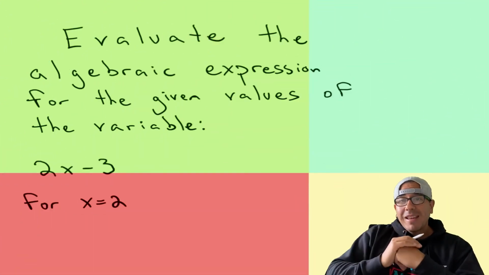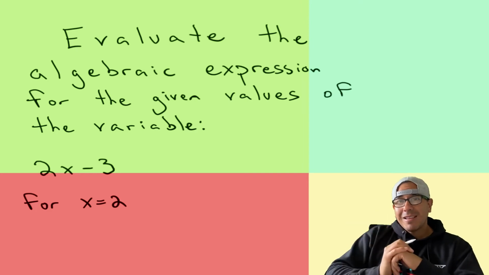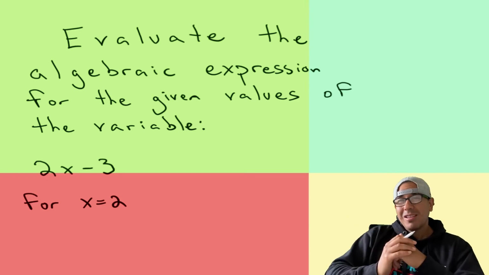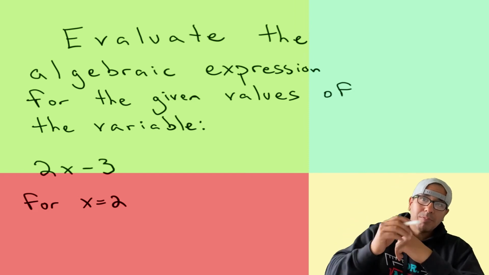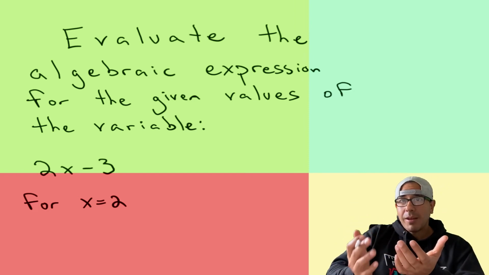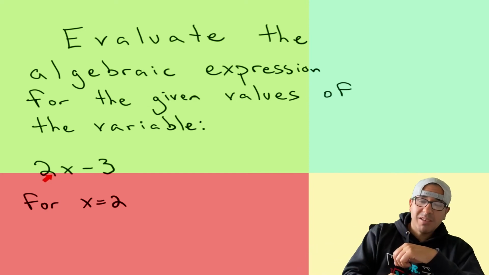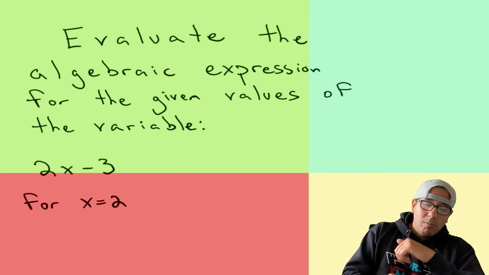All right. So now let's talk about evaluating algebraic expressions. In English, all that's telling us is they're gonna give us something to plug into our expression. And typically we're gonna be given numbers. We're gonna have some number we're gonna plug in for the variable. What are you talking about, Dr. Math? Let's take a look. For this first example, they give us the expression 2x minus 3. And they're telling us that x equals 2.